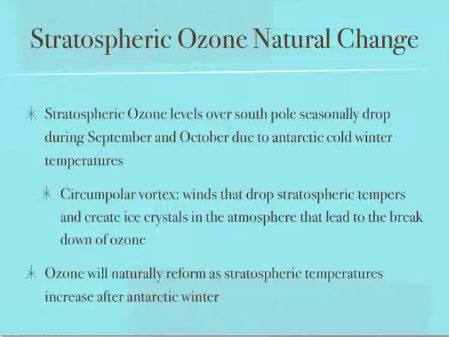Stratospheric ozone does have a natural change. Every September and October, due to Antarctic cold temperatures, the circumpolar vortex, a wind system, creates a drop in stratospheric temperatures. This then creates ice crystals in the stratosphere, which lead to the breakdown of ozone. Ozone will naturally reform as the stratospheric temperatures increase after the winter.